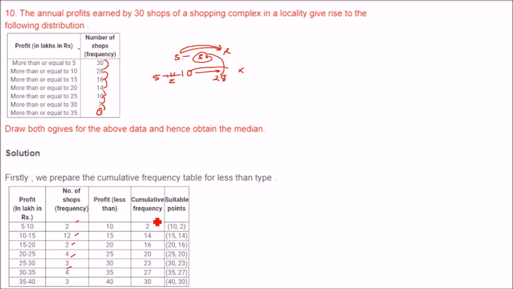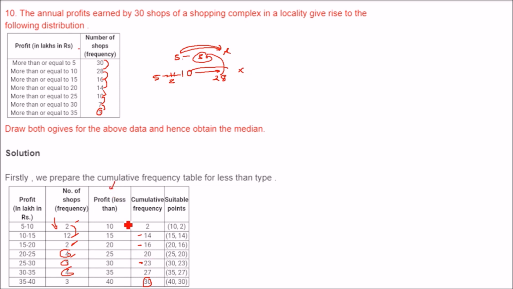What is the profit which is less than? When we talk about profit which is less than, we need to compute the cumulative frequency, because we have already found the frequencies. These are the actual frequencies. In order to find the cumulative frequency, just add them. That is 2 and this 12 is 14, and 14 plus 2 is 16, and 16 plus 4 is 20, 20 plus 3 is 23, 23 plus 4 is 27, and 27 plus 3 is 30.